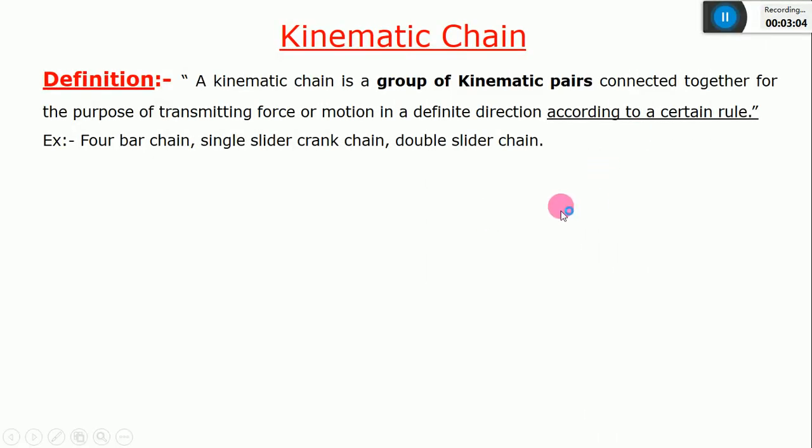So this was the kinematic chain definition. I gave an example, a 4-bar chain, which is nothing but a group of so many kinematic pairs in which each link traces a certain path. Each link or each element is following a certain rule. It may be a circular path, it may be an oscillating path. So that we can call it a kinematic chain.